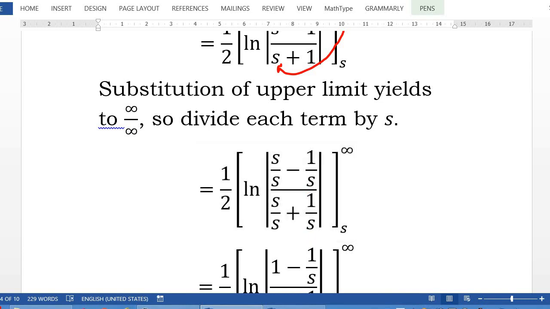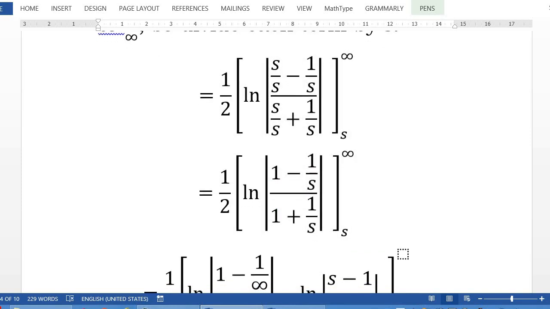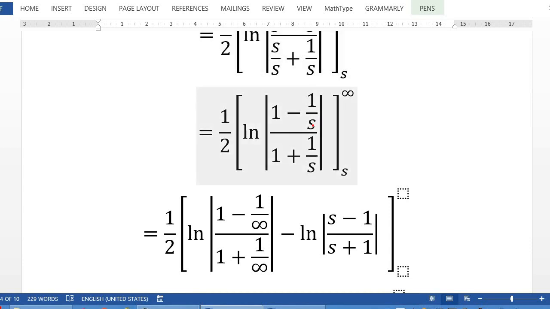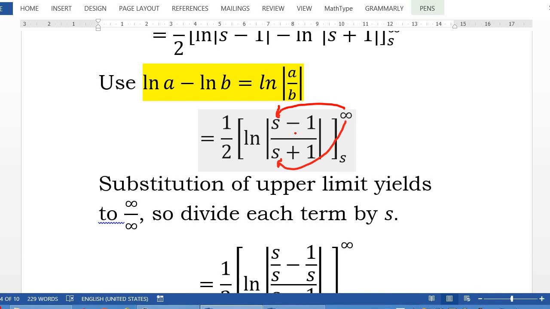Okay, divide by S. So S divided by S, this is 1. Now we substitute the upper limit. So minus, okay, substitution of S. You notice this term is actually, we verify from here, ln (S minus 1) over (S plus 1). So if you plug in the S, you get back the same term, which is ln (S minus 1) over (S plus 1).